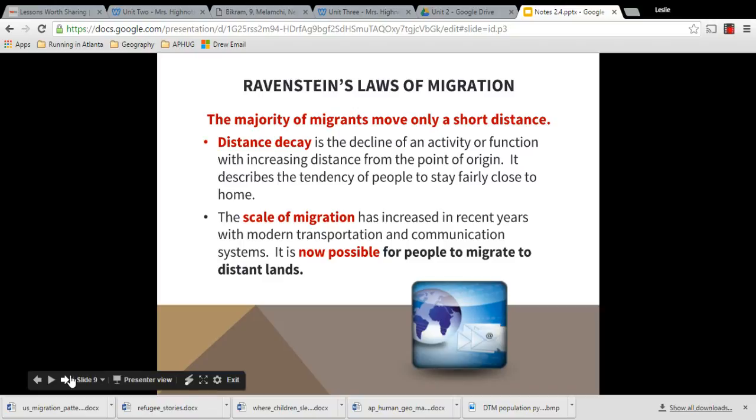The scale of migration has increased in recent years with modern transportation and communication systems. It's now possible for people to migrate to distant lands much more easily. So think of the time-space convergence.